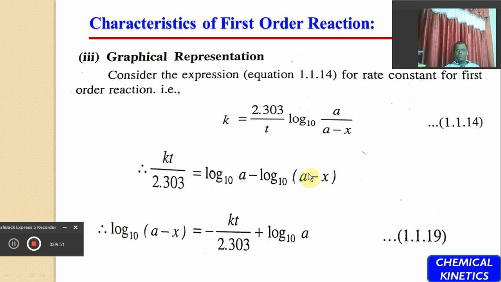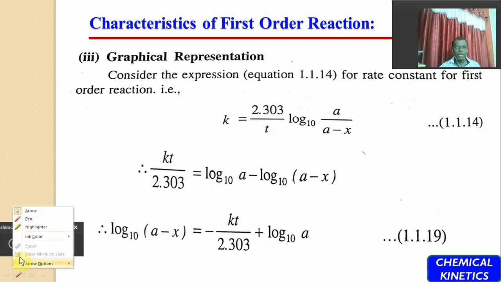Next characteristic of the first order reaction is the graphical representation, because it is possible to predict the order of reaction with the help of graphical representation. This is one of the important characteristics by which we can determine the order of reaction or the value of rate constant with the help of graphical representation.